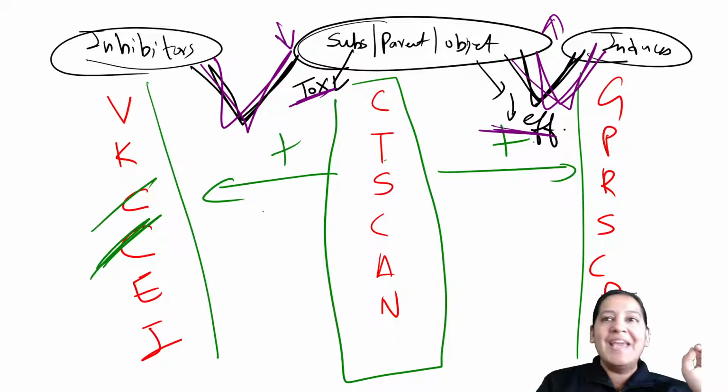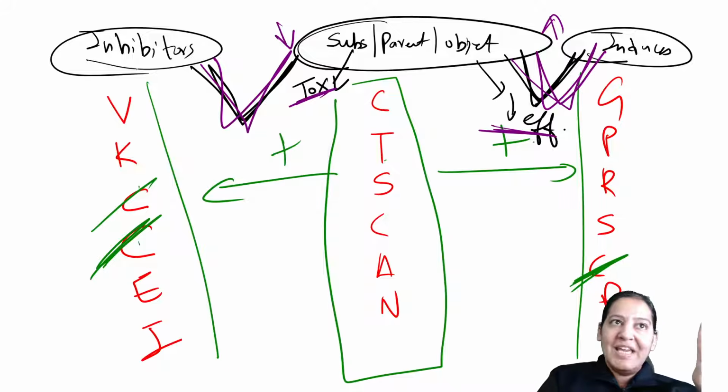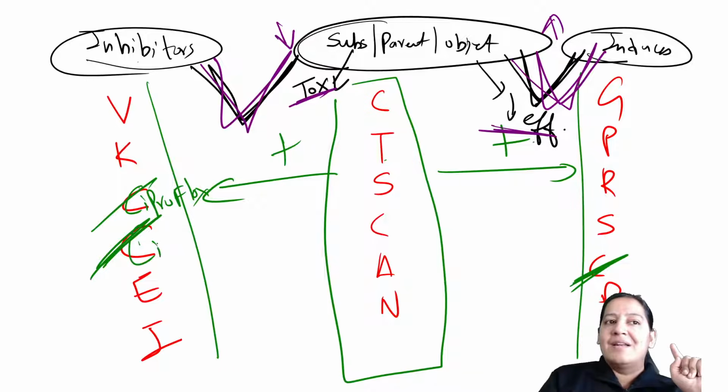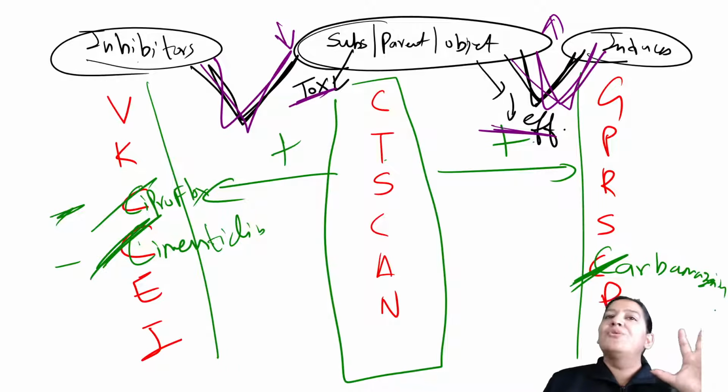Here there are two Cs and here there is only one C. Say the full form. What is that C? The two Cs in inhibitor are ciprofloxacin and cimetidine. Please learn: one is for acidity, cimetidine, and one is an antibiotic. And the C here is carbamazepine. So you will get confused in the full form.